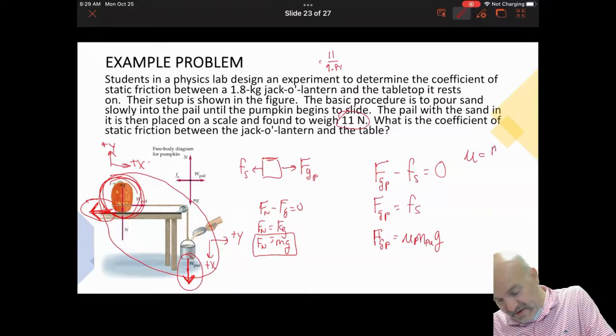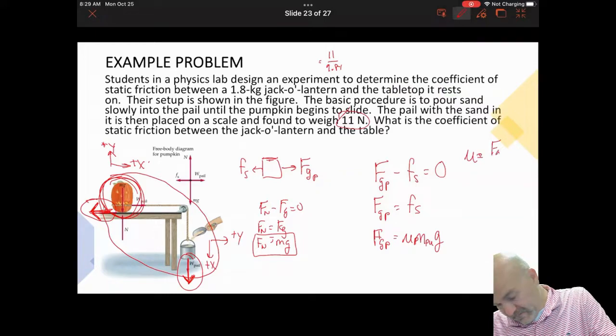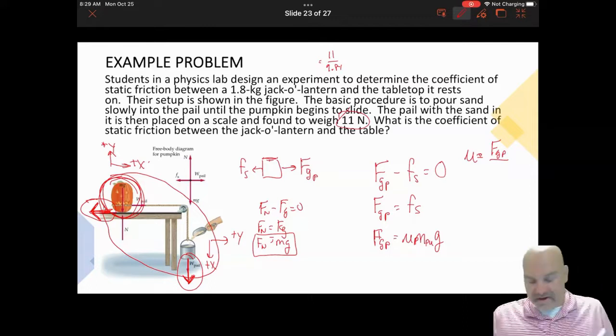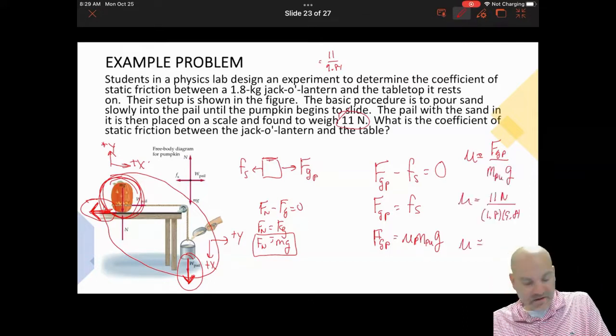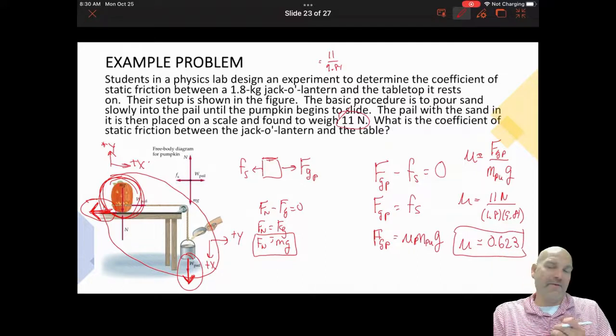And so my coefficient of friction is going to be, sorry, I keep messing this one up. It's going to be the weight of the pail divided by the mass of the pumpkin, essentially the weight of the pumpkin, right? So it's going to be 11 newtons divided by 1.8 times 9.81. And that's going to end up being a coefficient of friction of 0.623. Okay, so this is a static friction.